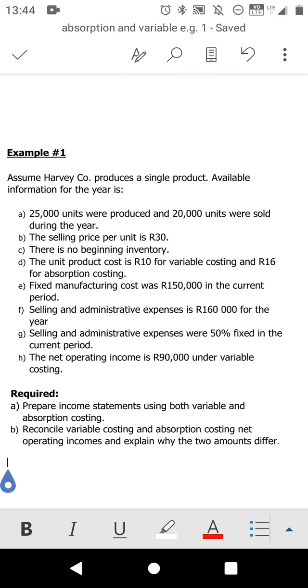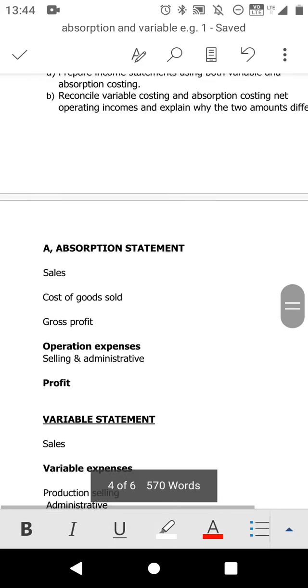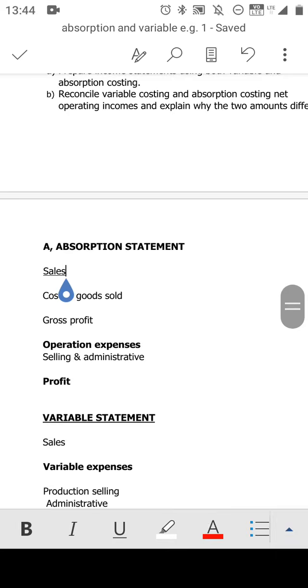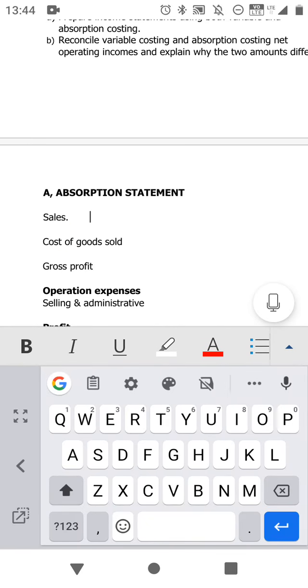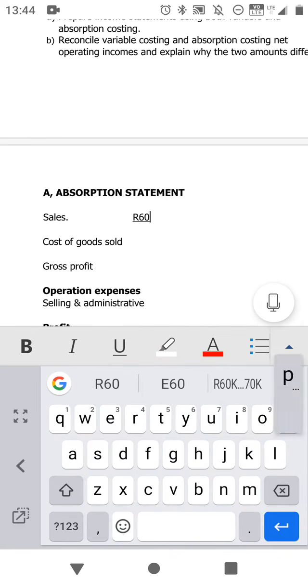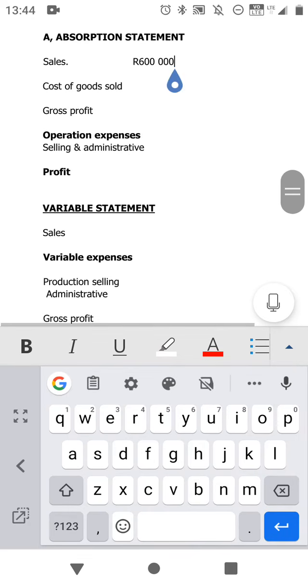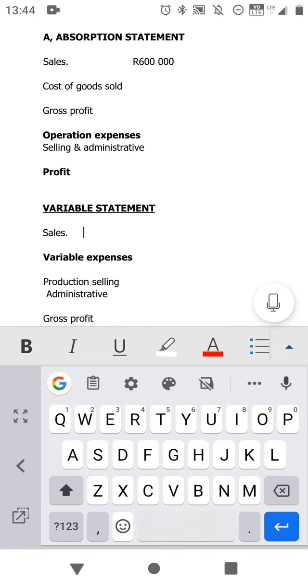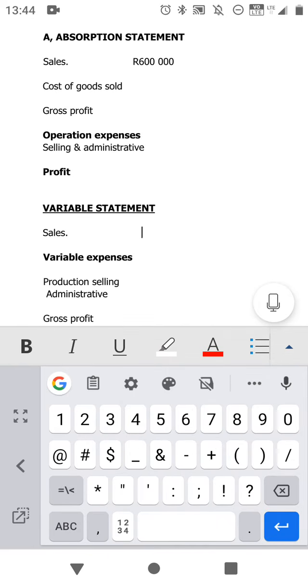Alright, then we're going to say the 20,000 units that we sold multiplied by 30 rand, then it gives us 600,000. Then our sale amount will be 600,000. Please make sure that when you write for both statements for sale, the amount is the same.